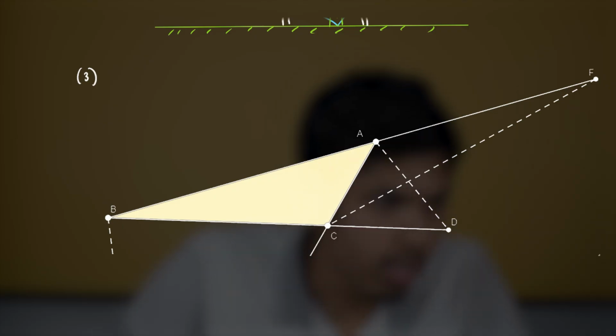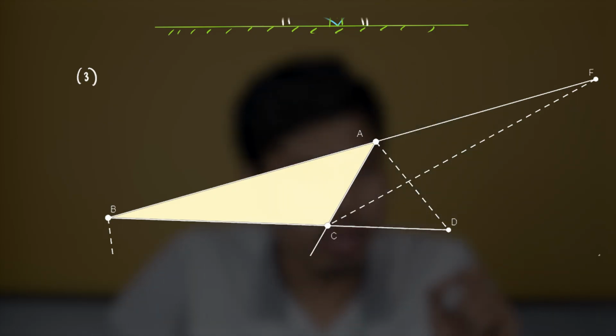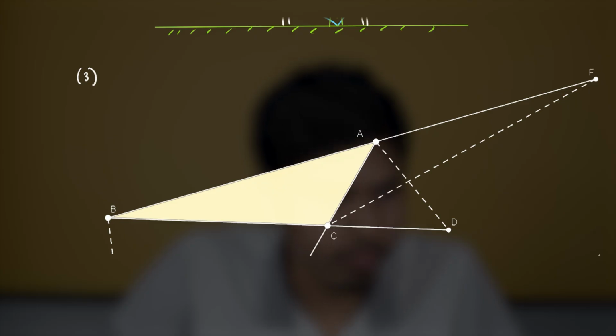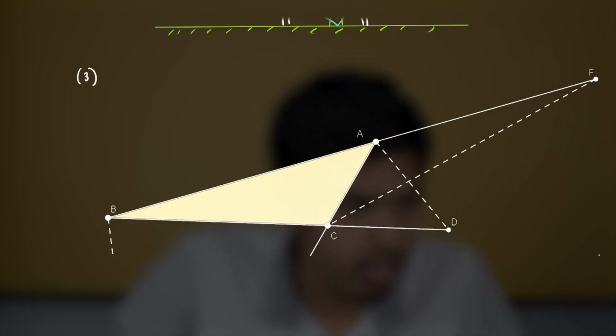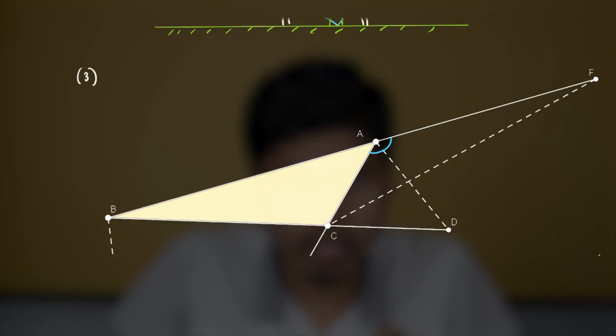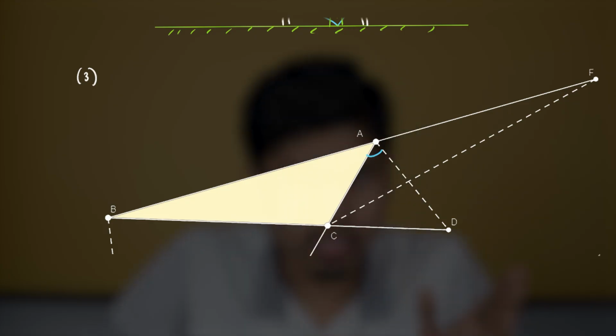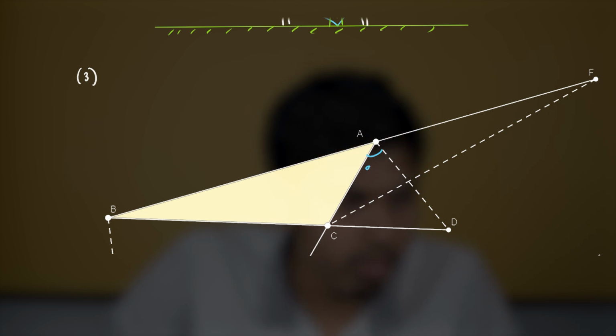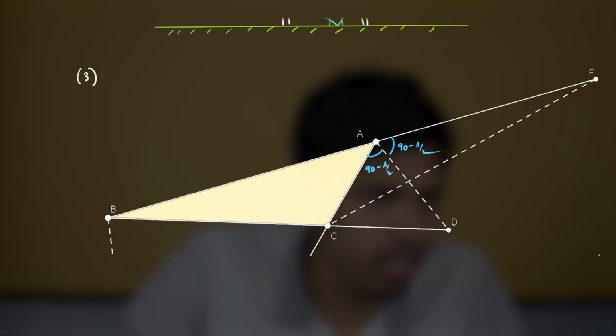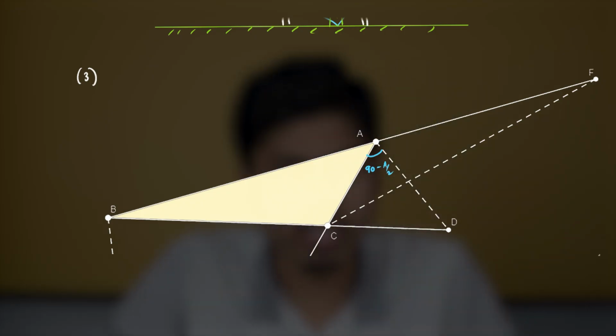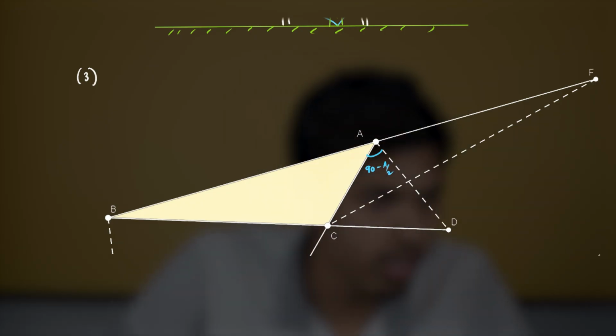But it is quite crucial to notice that this angle entirely is 180 minus A, and the external angle bisector divides the external angle into two equal halves, giving us 90 minus A by 2 and 90 minus A by 2. Alright, let's erase the other one. Let's consider angle CAD, which is 90 minus A by 2.